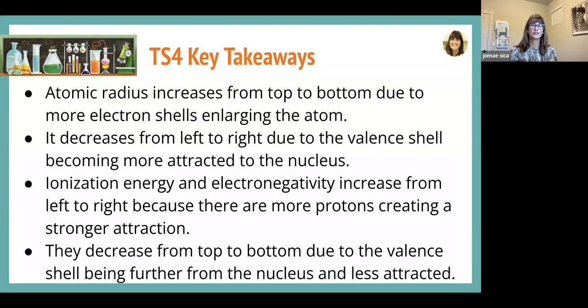And then those patterns decrease from top to bottom. And again, the valence shell goes back to atomic radius. So the valence shell is further away from the nucleus, and so those outer electrons are less attracted to the nucleus. That is going to make them easier to be removed or taken away, causing the metals to be more reactive. And it's going to be more difficult for the non-metals to attract electrons to that outer shell to fill it in order to be reactive. So, two different properties, but very much measuring the same thing as far as reactivity is concerned.